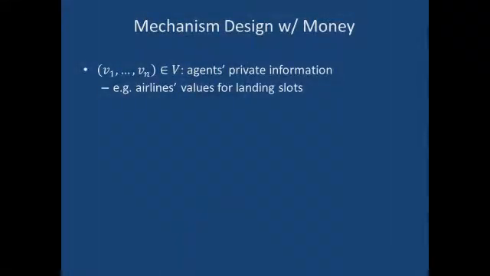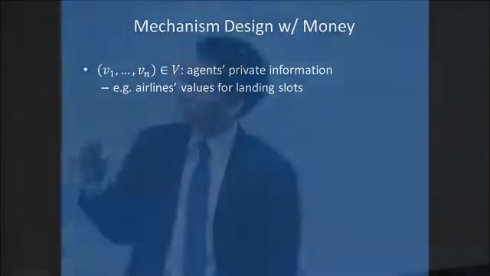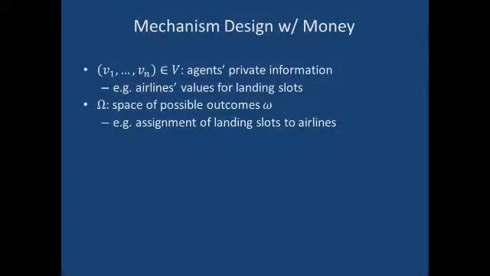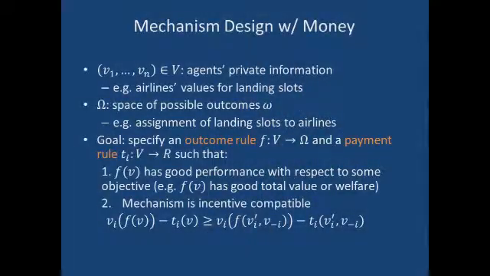So more formally in the talk, we're going to use V sub I to denote an agent's private information. So here V sub 1 might be an airline's values for all the different landing slots and combinations of landing slots. We're going to use omega to denote the space of possible outcomes. So in the landing slot example, an outcome will be an assignment of landing slots to airlines. We're going to use F to denote the outcome rule and T sub I to denote the payment rule.